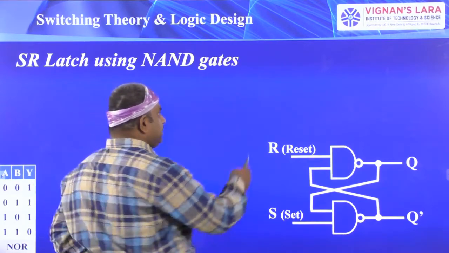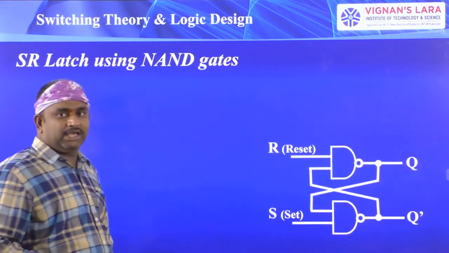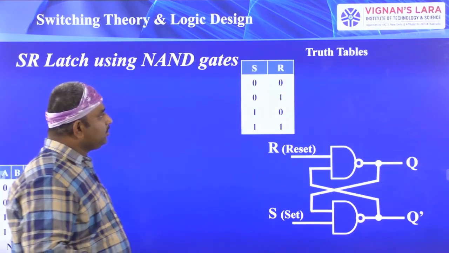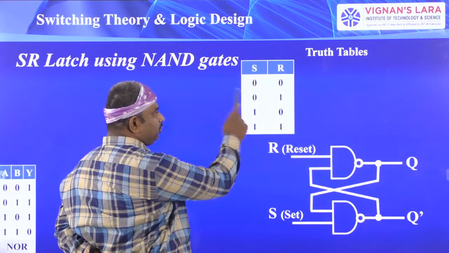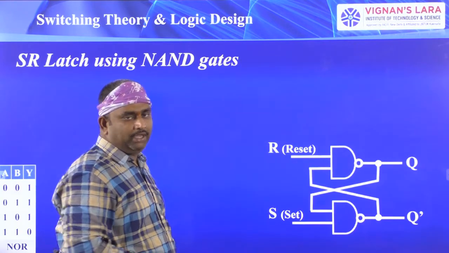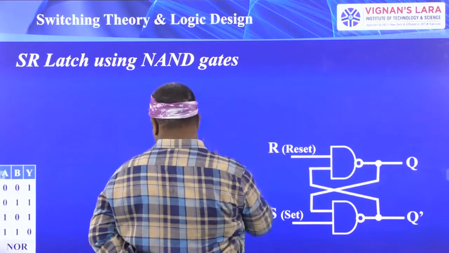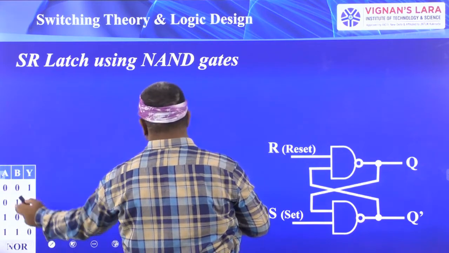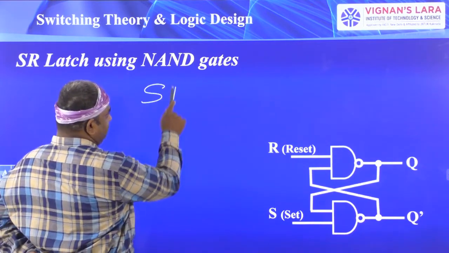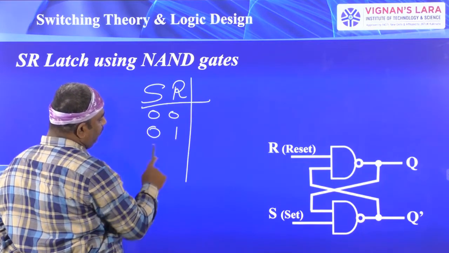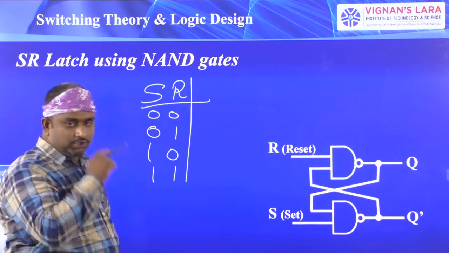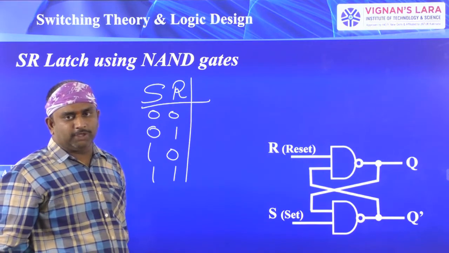Now draw the SR truth table. In the SR truth table, these are the combinations: 0, 0, 0, 1, 1, 0, 1, 1. See here, I am writing again: S input, R input, with 0, 0, 0, 1, 1, 0, 1, 1. So these are the maximum possible input and output combinations.